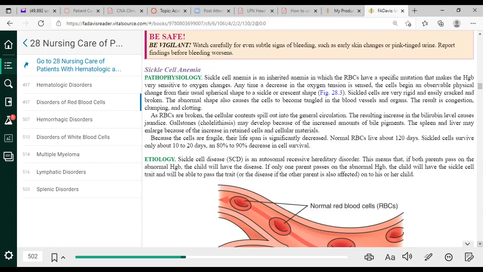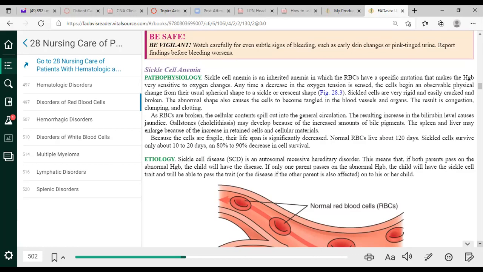Okay. But it talks about sickle cell anemia. Red blood cells are sensitive to decreases in oxygen, and that will cause the red blood cell to change to a sickle shape. Sickle cell anemia is an inherited disease. It's inherited.